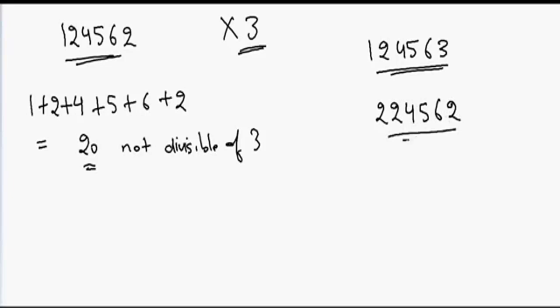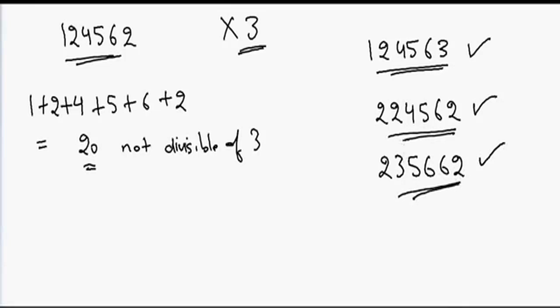2, 2, 4, 5, 6, 2, that should also be divisible by 3. Or we can say 2 and increase 1 in each of these 3 and say 3, 5, 6, 6, 2. So this should also be divisible by 3.